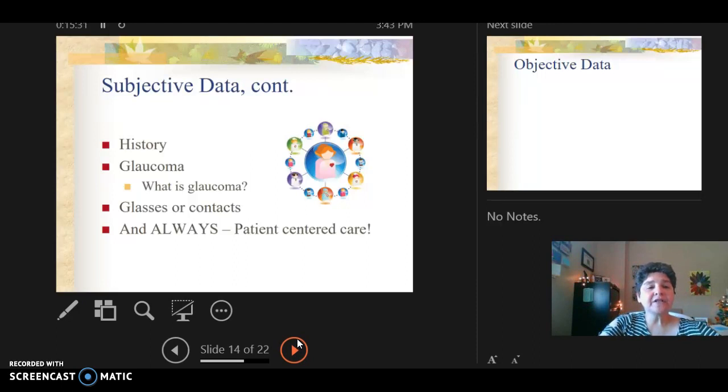And then to finish off subjective, we're always going to ask about their history. We already talked about glaucoma being pressure behind the eye and if they wear glasses or contacts.